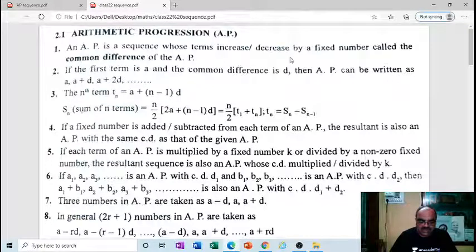I shall be dealing here with three major terms. One is arithmetic progression, number two geometric progression, and third is harmonic progression. Based on the time that is available, we will work on it.